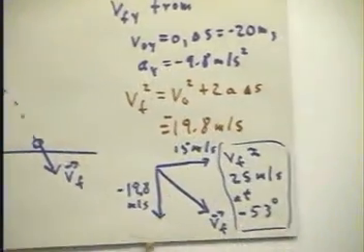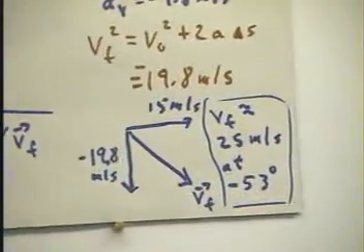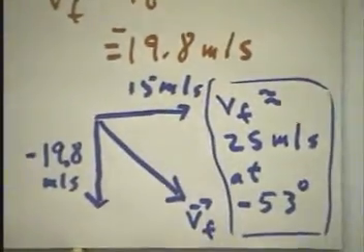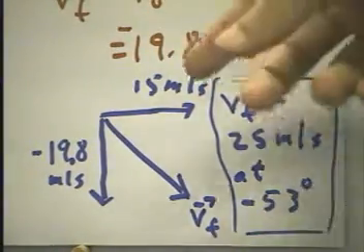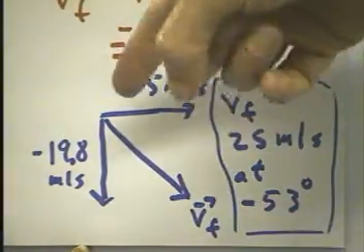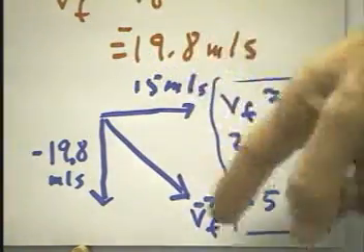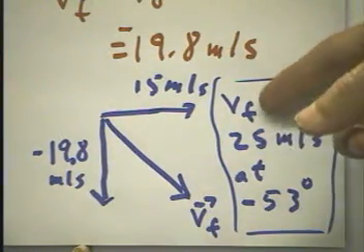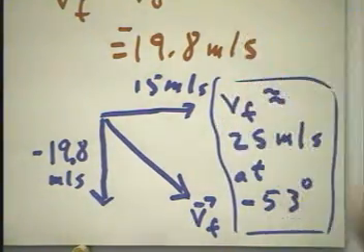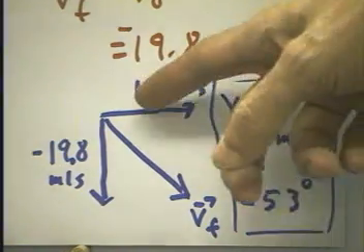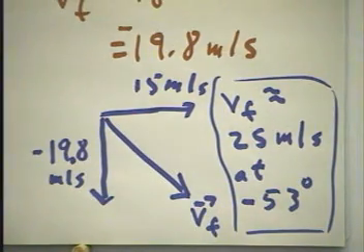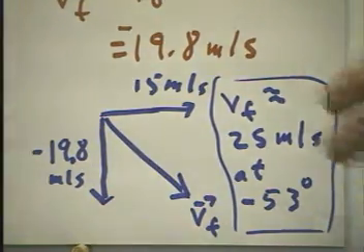Now to find the magnitude and angle of the final velocity, it's no problem to first draw a sketch. We have an x component of 15 meters per second and a y component of negative 19.8 meters per second. We use the Pythagorean theorem to get the magnitude of the final velocity, which is around 25 meters per second, and the angle with the positive x-axis, which we get as negative 53 degrees, and we might well change that to an angle between 0 and 360, which would be 307 degrees, but I haven't written that down here.